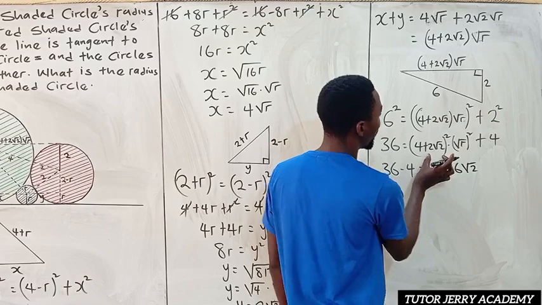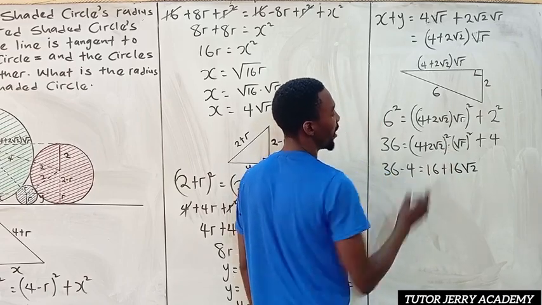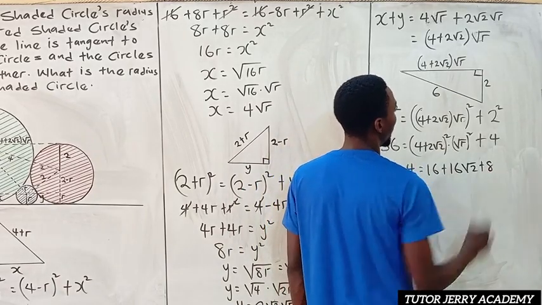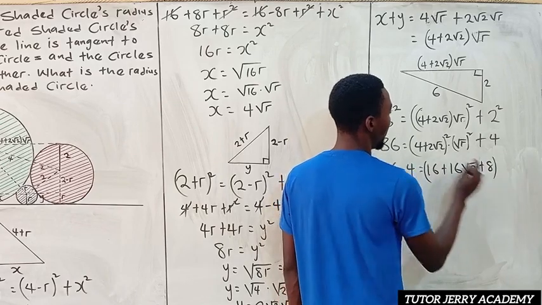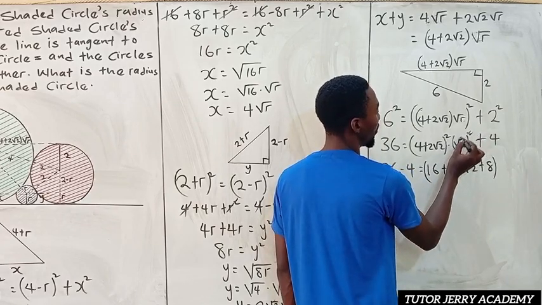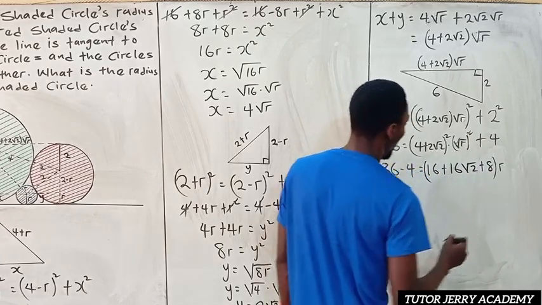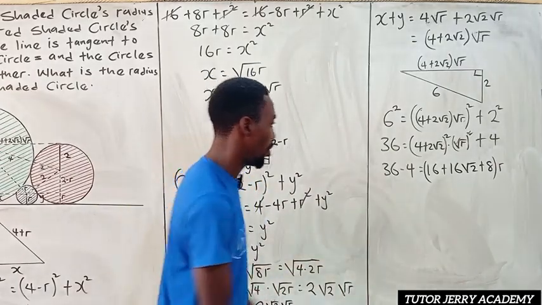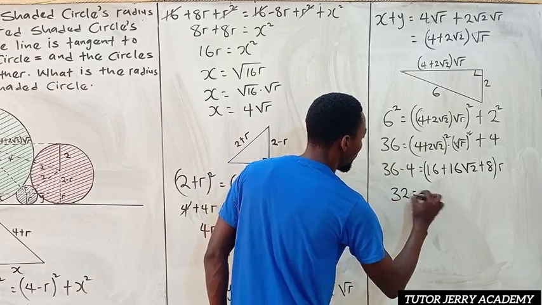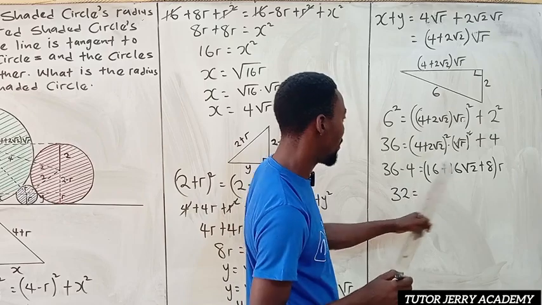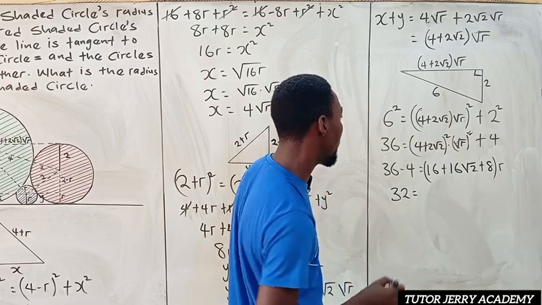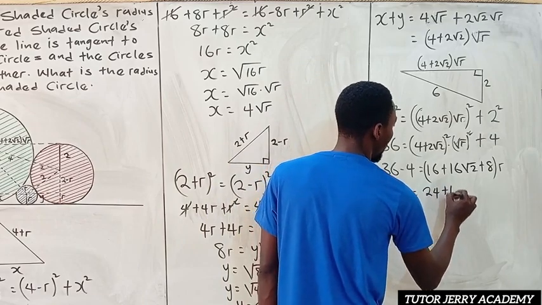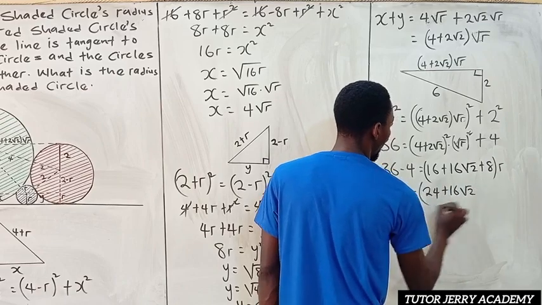All right. So if you put your square on 2 root 2 here, I'm going to have 4 multiplied by 2, which is 8. All right. So don't forget that this is in brackets. So if we expand this, we cancel out the root, then we are going to have r here. All right. So 36 minus 4 is what? 32. So we are going to have 32 here equals 16 plus 8, that is 24. So we are going to have 24 plus 16 root 2.